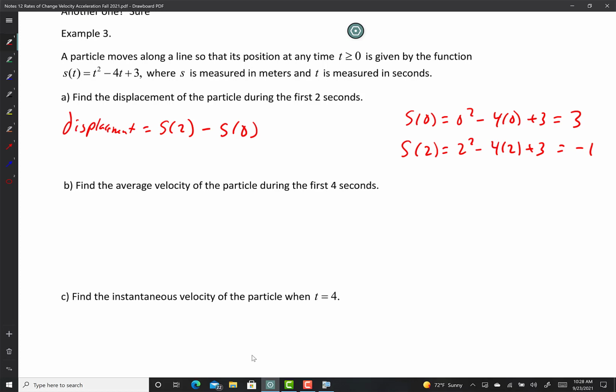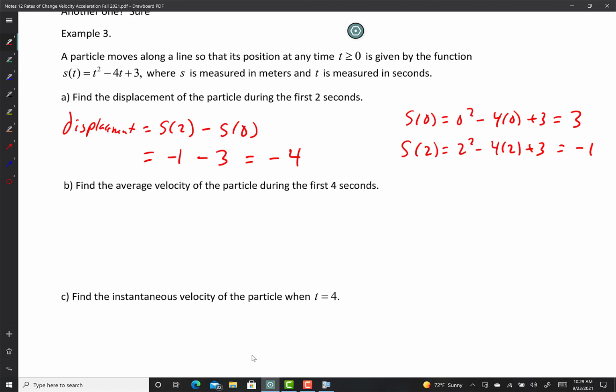Let me know if I make mistakes. I make mistakes all the time, guys. Negative 1 minus 3. My displacement is negative 4, which means at 2 seconds, I am 4 units to the left of where I originally started. And that's true. You started at 3. I ended up at negative 1. That is 4 to the left.